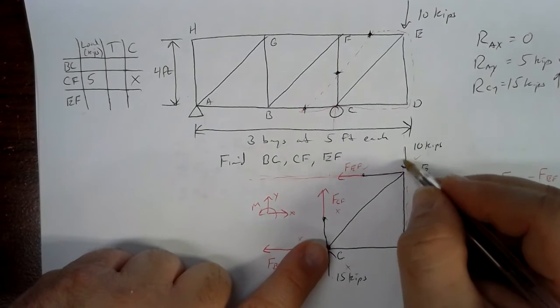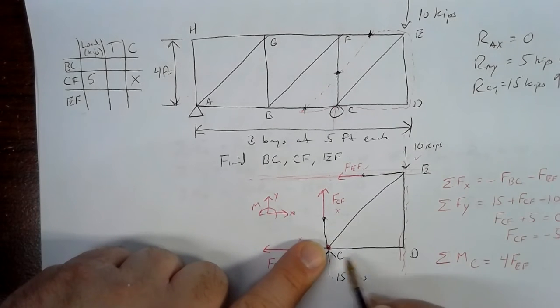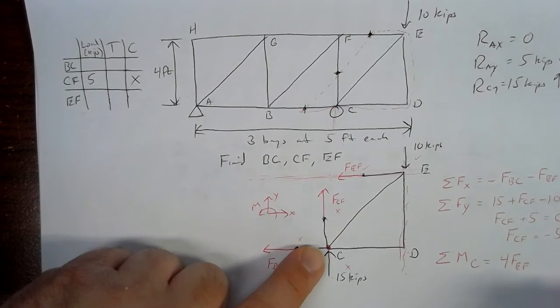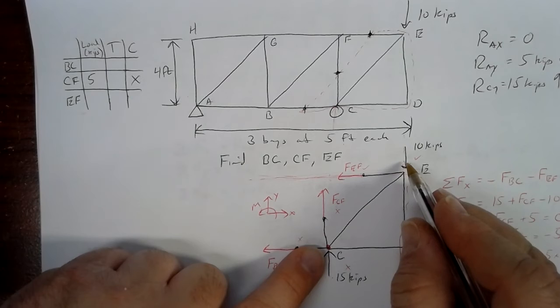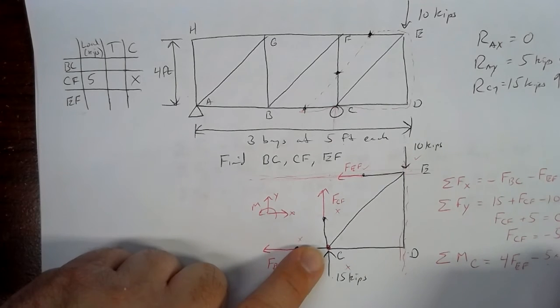The 10 kip force's line of action is vertical. That's 1 bay away from our pivot point, 5 feet. So we have 5 feet times 10 kips. The rotation would be clockwise. Clockwise rotations are negative. So that equation we can solve reasonably quickly. We have FEF times 4 minus 50 equals 0.